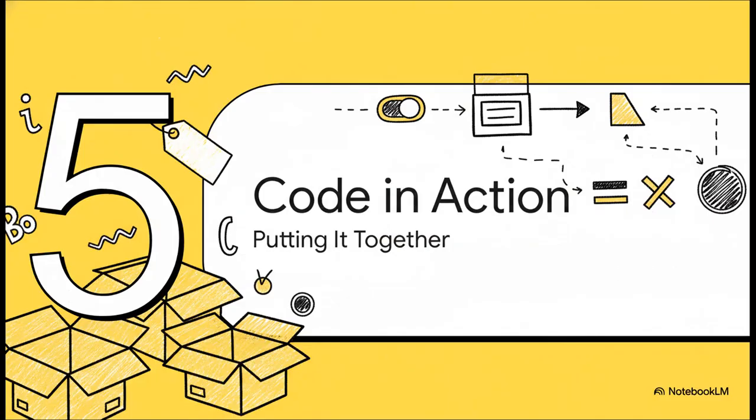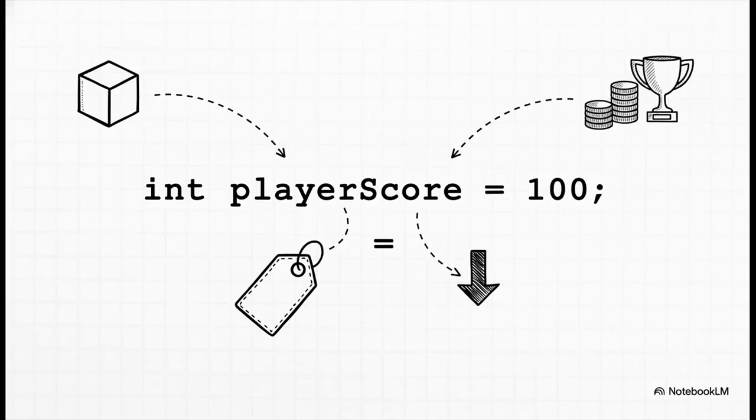Okay, we've talked about the theory, the boxes, the labels, the types. Now let's see how this all clicks together in an actual line of Java code. This is where it all starts to make sense. And there it is. That one little line of code does everything we've just talked about. It tells the computer, hey, create a new box, make sure it's the right type, slap this label on it, and put this specific thing inside. In programmer speak, this is called declaring and initializing a variable.